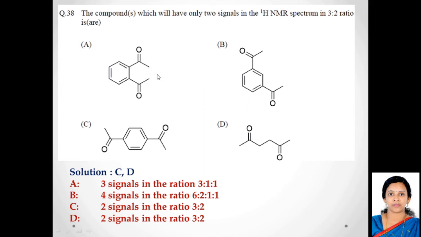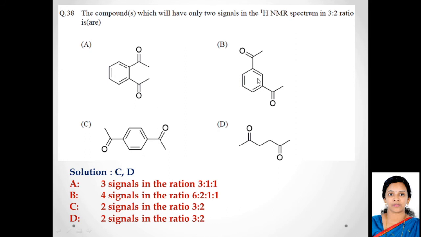And let's look at the ratio. 3 plus 3, 6 protons from here, 2 protons from here, and 2 protons from here. So 6 is to 2 is to 2. So that is a 3:1:1 ratio. So out of our choices, this option is not correct.